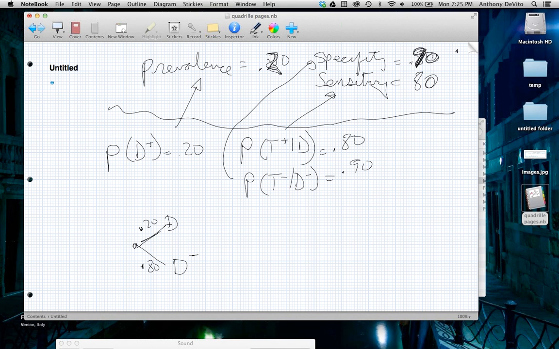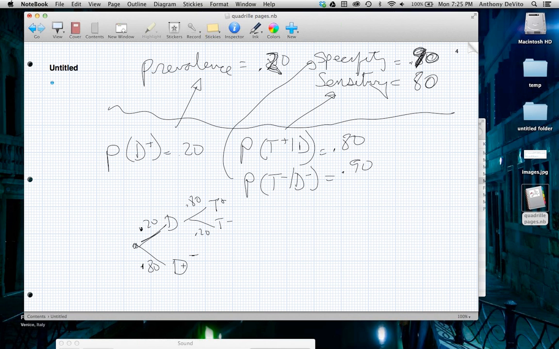Okay, given a person has the disease, what's the probability they test positive? Well, they could test positive or they could test negative. What's the probability they test positive? Well, that's the sensitivity, right? So that's going to be 0.8. What's the probability that they test negative? It's going to be 0.20.